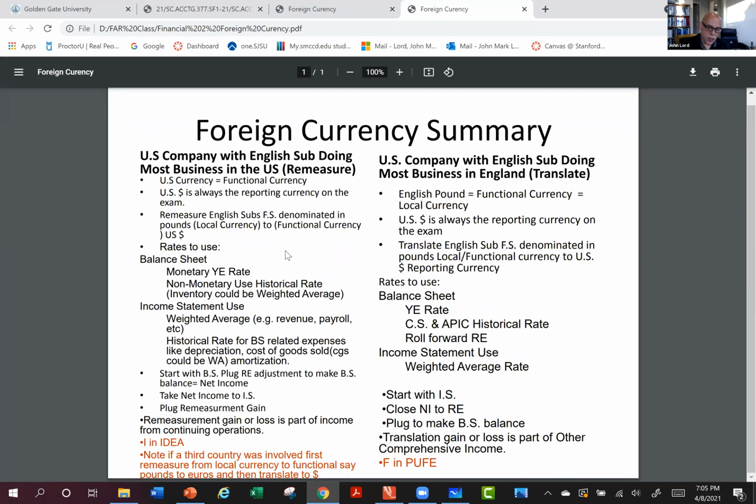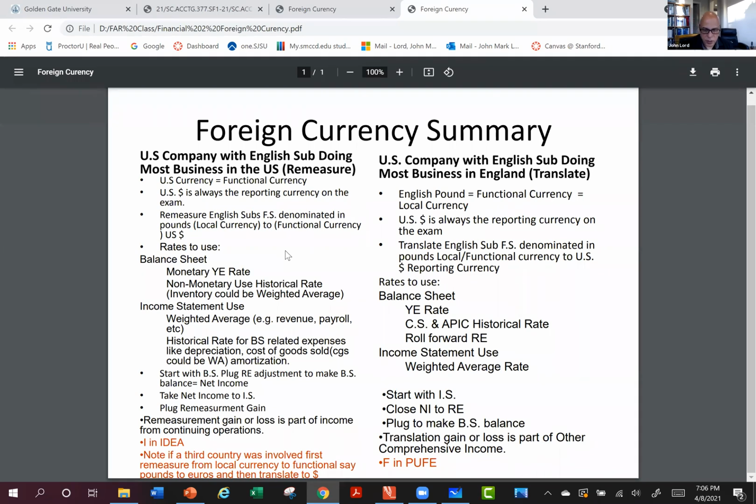Okay, now we will start by remeasuring the balance sheet, and we will plug whatever we need to into retained earnings to make the balance sheet balance. Whatever we plug into the balance sheet to make it balance is then going to force what we're saying our net income is for the period. We will then take that net income to the income statement and plug in our net income there, and any difference between what our net income would have been had we not made that plug versus what it is after we make the plug will be the foreign currency remeasurement gain or loss, and it is part of our income from continuing operations. So we're not going to be dealing with the F in PUFFIER at this point when we're using remeasurement.